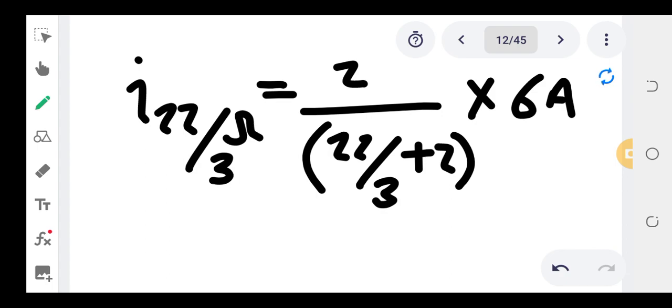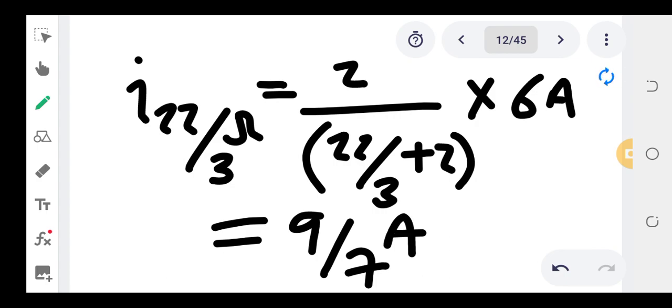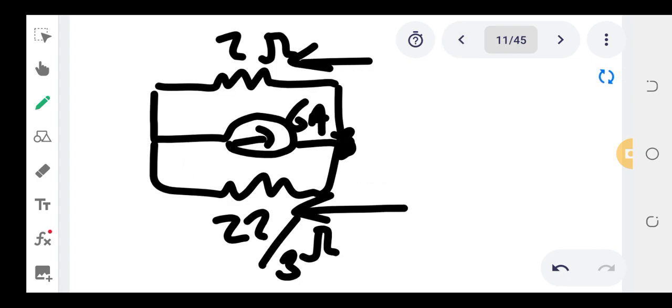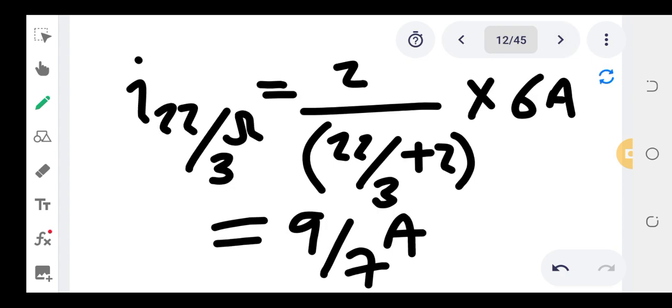So we are getting 9/7. So the current there is 9/7 amps. But it's supposed to be a negative because now the current is changing direction. So it has to be a negative. So we are having that as a negative. So in this case, to come up with V1 and V2, I'm sure it will be very easy for us.